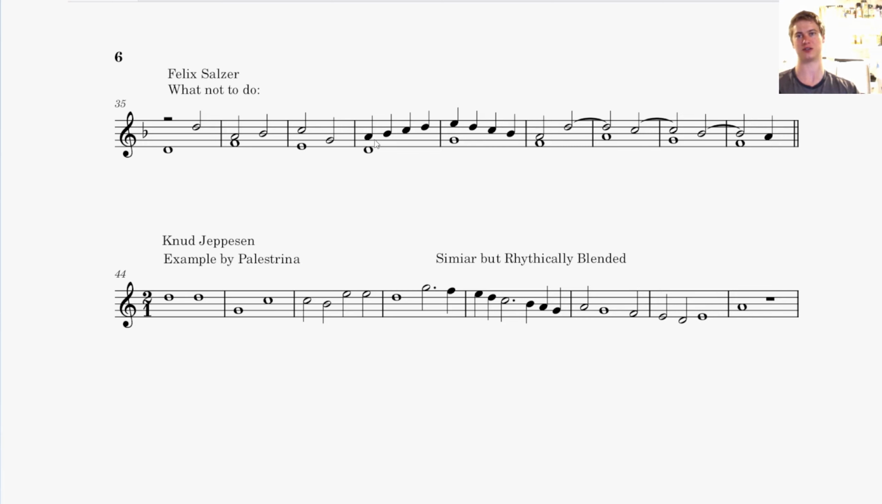And different than Salzers, instead of having a section completely of one note duration, here we have some interesting stuff. Like if you had a roller coaster, for example, here we're heading down, maybe now we have a little bump, and now we're going back down.